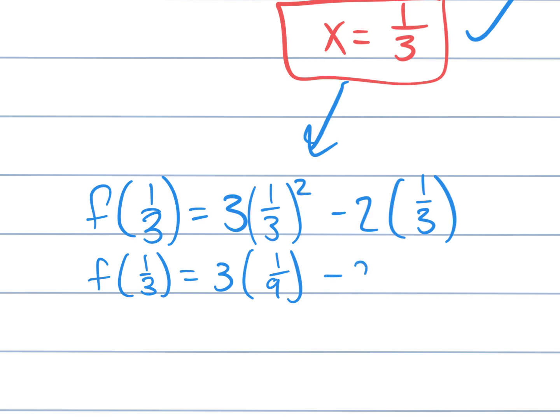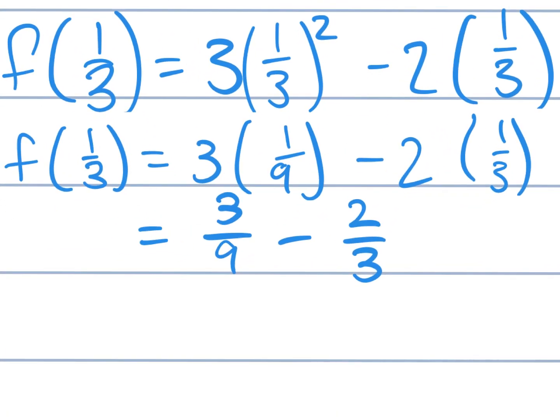Minus 2 times 1/3. Now that we've evaluated our exponents, can I go ahead and multiply? Yeah, sure. What's 3 times 1 over 9? It's going to be 3 over 9, right? Yes. Minus, what's 2 times 1 over 3? 2 over 3. Do you guys agree? Yes. Can we subtract these the way that they are?